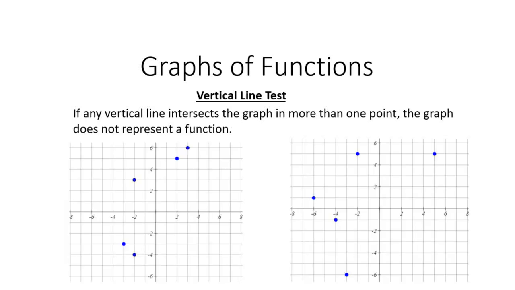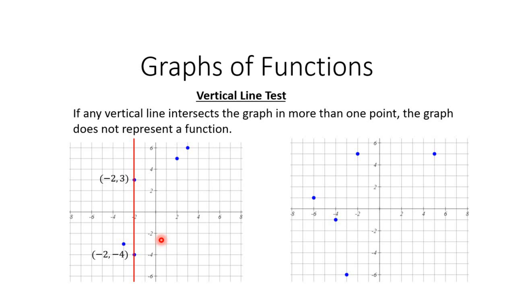So here we have two graphs, and the vertical line test is still above here. In the case of this first graph, I notice that there's a specific vertical line, this one right here, that intersects 2 points, (-2, 3) and (-2, -4). Because this vertical line intersects 2 points in the graph, this relation is not a function.